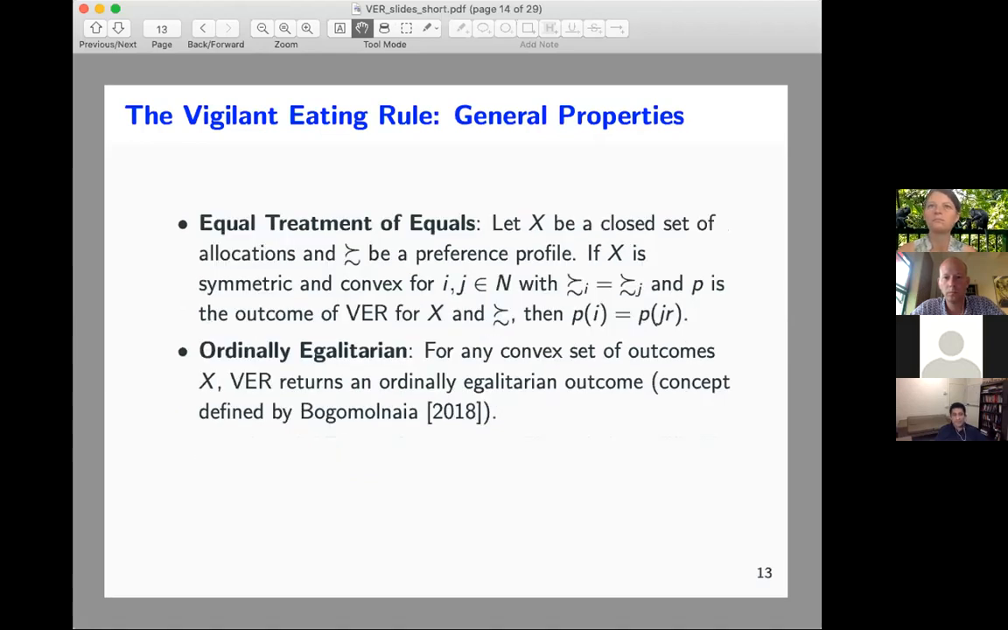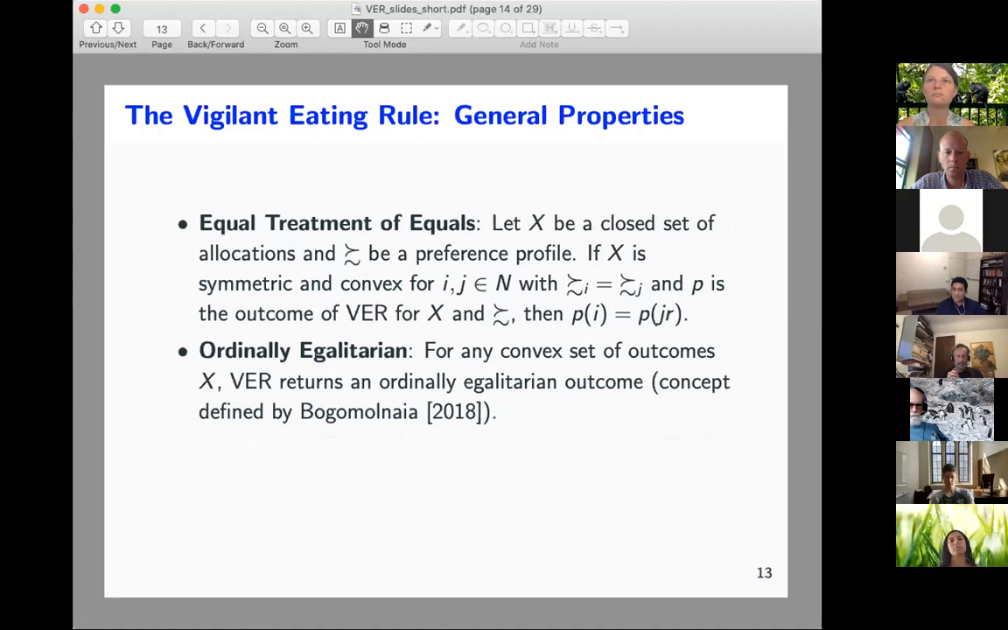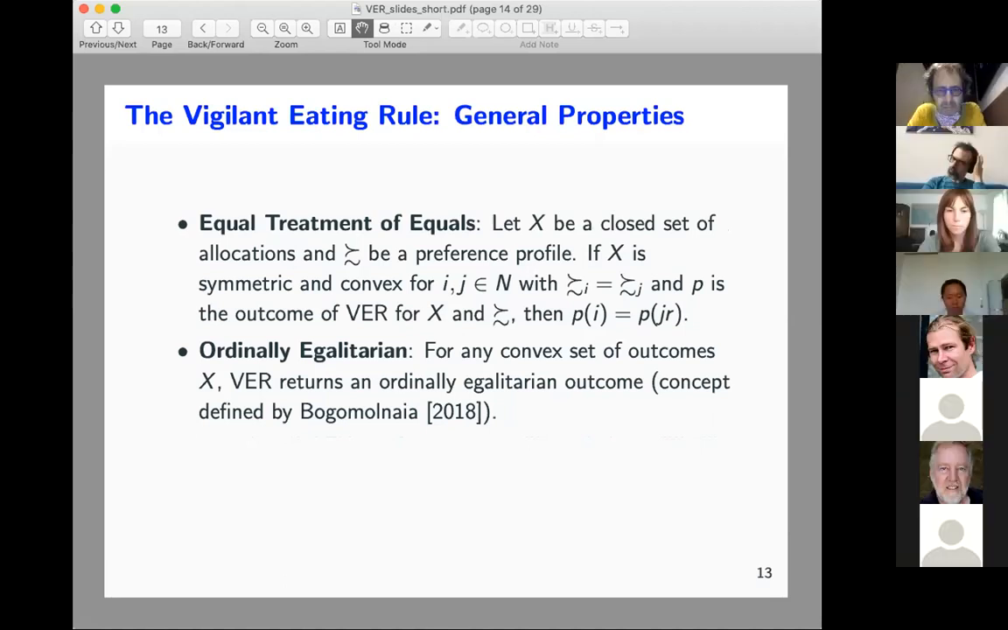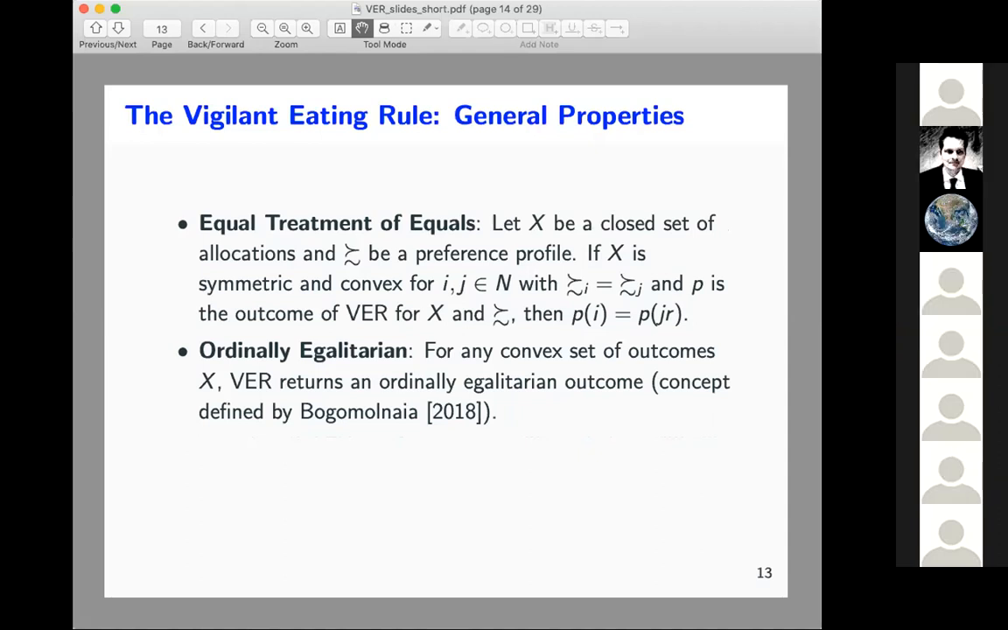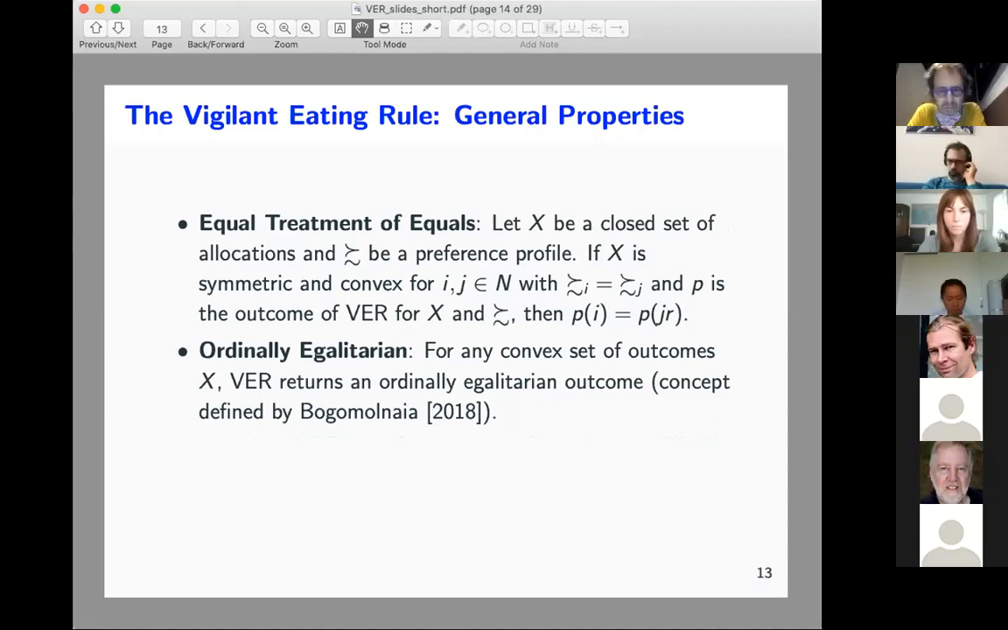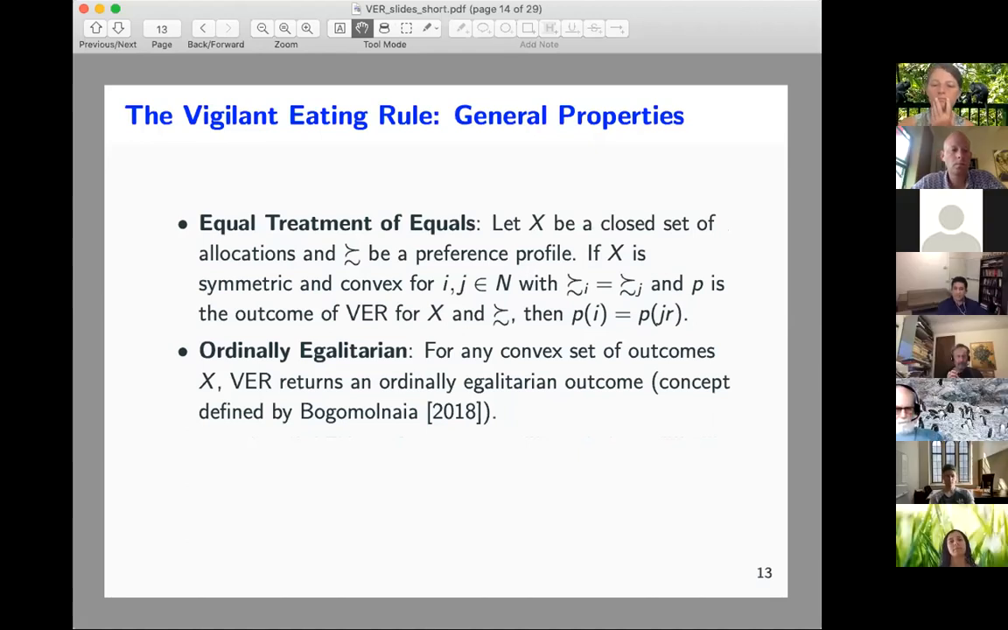The vigilant eating rule also satisfies some nice fairness properties. So the first property that we show is that for any two agents, as long as the feasibility constraints satisfy some technical definition of symmetry and convexity with respect to just that pair of agents, and as long as that pair of agents I and J have the same preferences, then both I and J should get the same outcome.